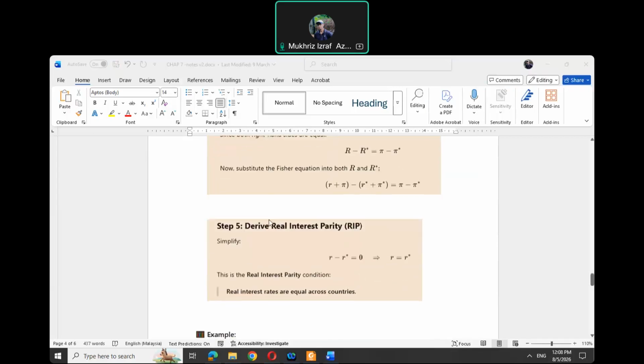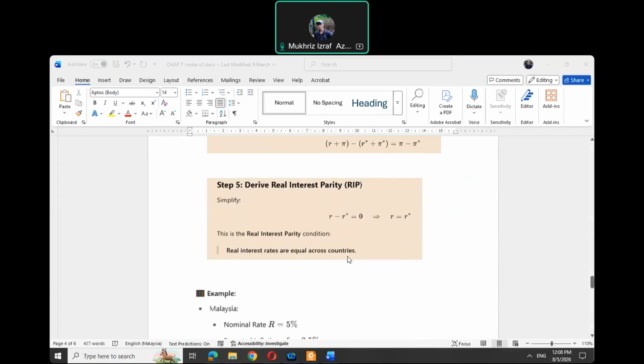Okay, and finally you can arrive at step number 5. You can solve for this to get R equals R star, which means the real interest rate in the local country is equal to the real interest rate of the foreign country. In other words, real interest rate is equal across countries. So that is how you derive RIP.